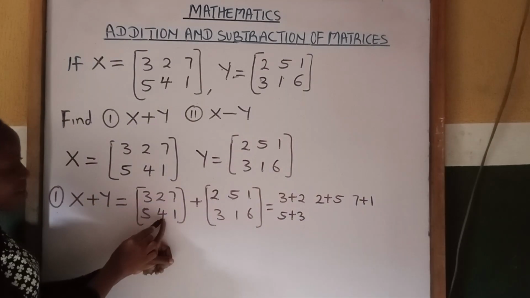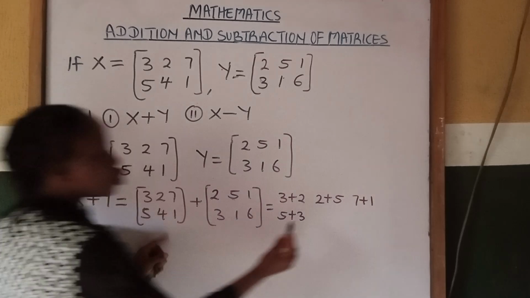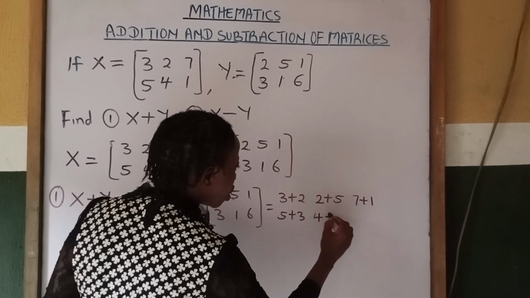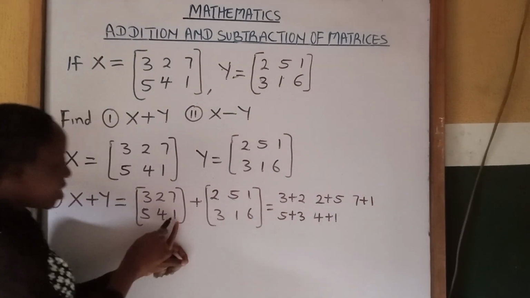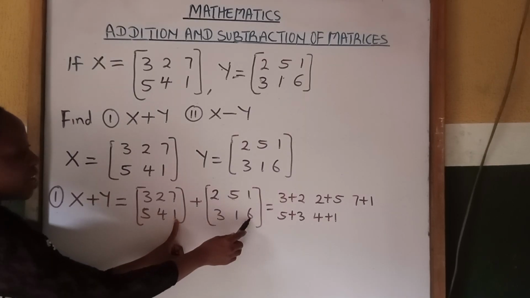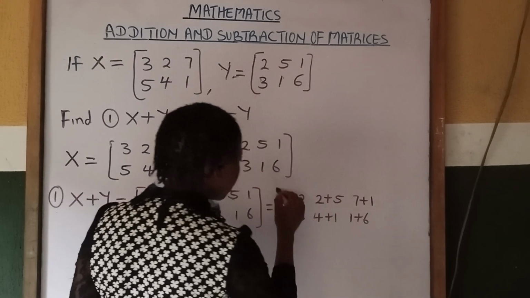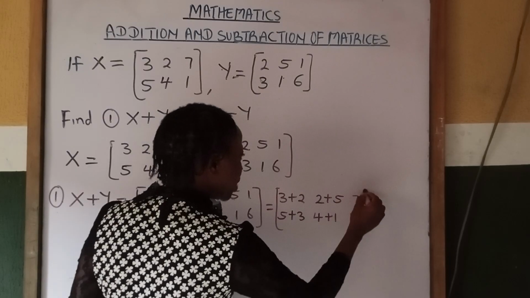Then the second element on the second row, that's 4 plus 1. Then the third element from the second row plus the third element here, that is 1 plus 6. So we can put in brackets.